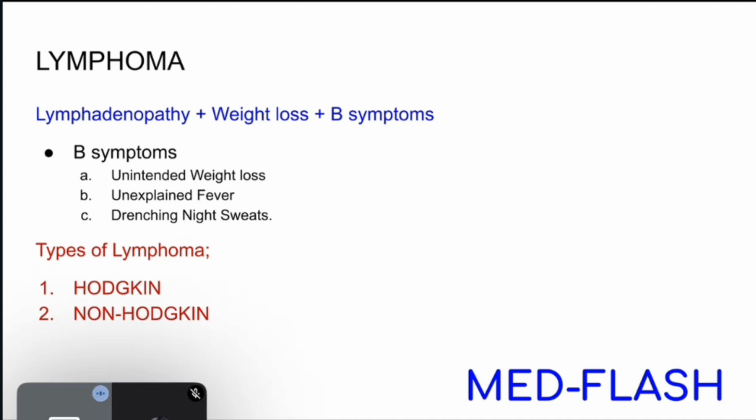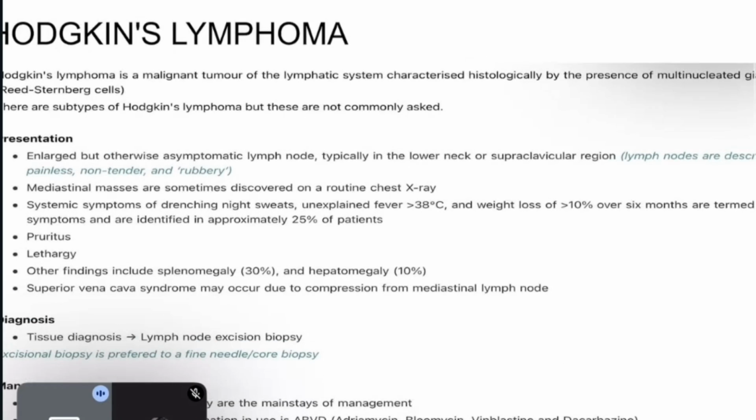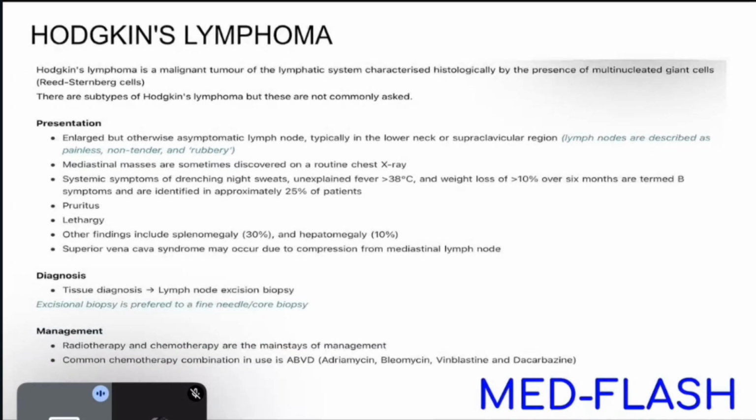So, there are two types of lymphoma, Hodgkin's and non-Hodgkin's. Let's see what these are. Okay, Hodgkin's lymphoma. Hodgkin's lymphoma is basically a malignant tumor which is characterized by multinucleated giant cells. Okay, Reed-Sternberg cells. So Reed-Sternberg cells are multinucleated cells with prominent nucleoli.